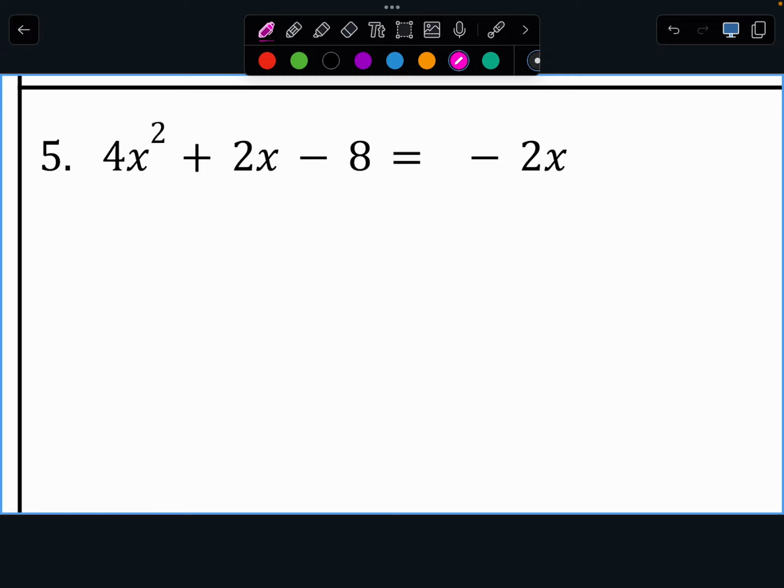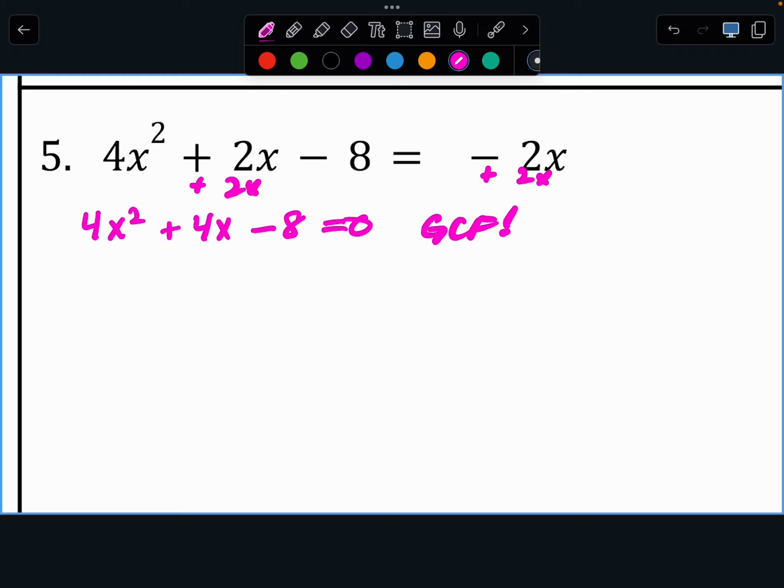All right, so I need to get 0. So first, add 2x to both sides. So I get 4x squared plus 4x minus 8 equals 0. First, I need a GCF. So that becomes 4 times x squared plus x minus 2 equals 0. Now I have to factor.